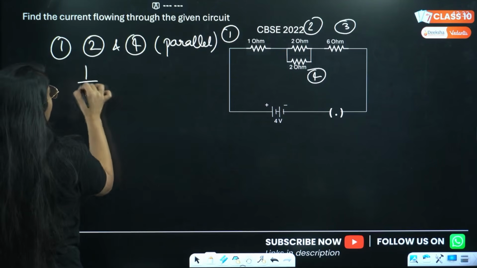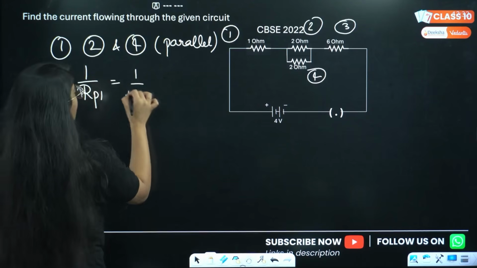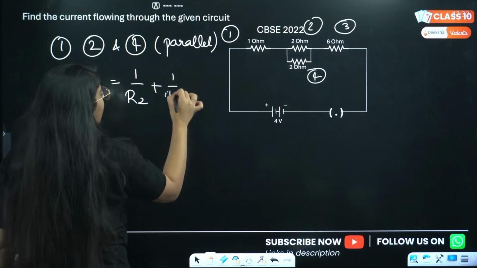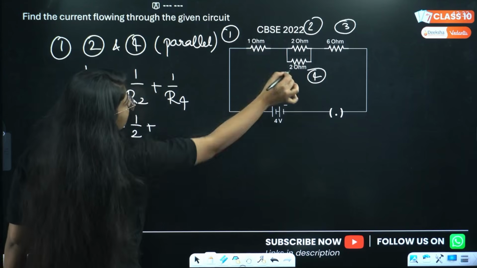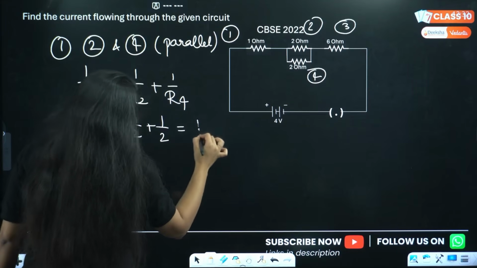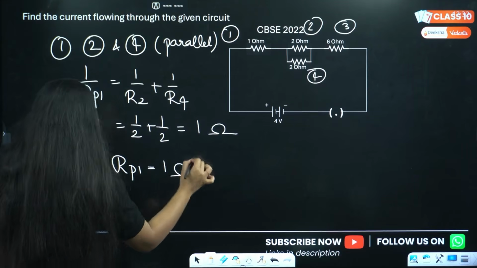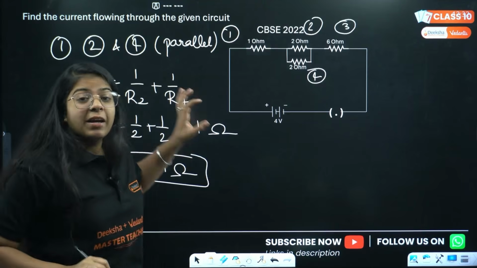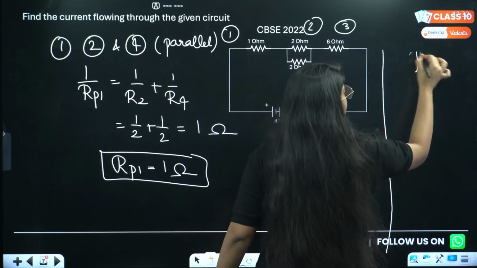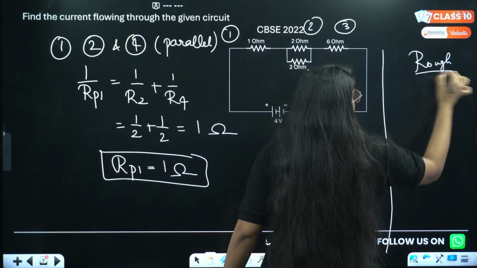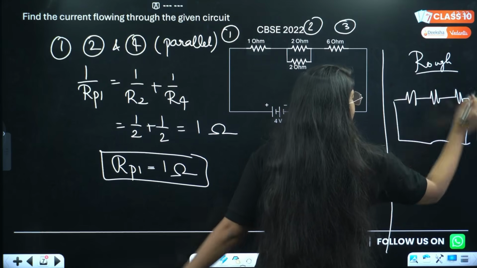So 1 by Rp1 will be 1 by R2 plus 1 by R4, right? So this is 1 by 2 plus 1 by 2, that is simply 1 ohm. So Rp1 is 1 ohm, right? Now if I have to make a circuit, where will I make it? In the rough space. Why? Because I don't want to make a neat circuit, I just want to make something like this, okay?